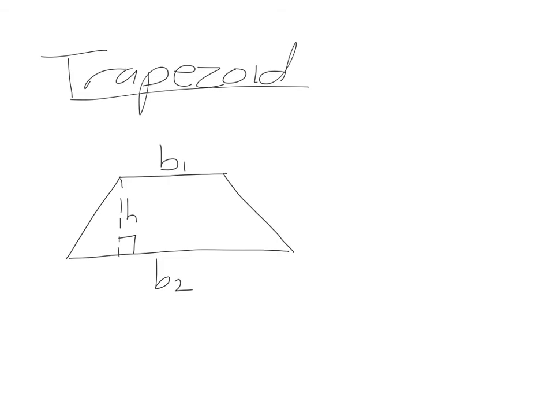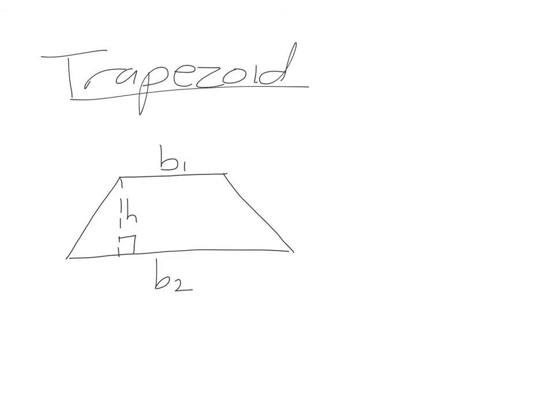The final shape we're going to talk about is a trapezoid. Good old trapezoid. In a trapezoid, we have base sub 1, the first base, and we have a second base. They're not the same, they're different. If they were the same, I'd have a parallelogram, but they're not the same. But I also have the height between the two bases.